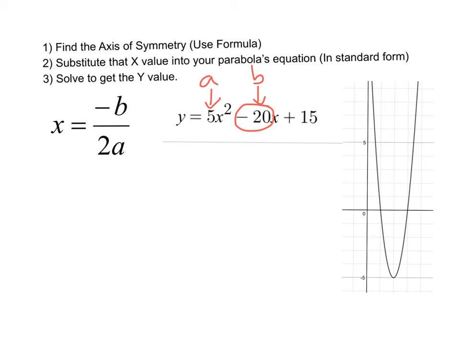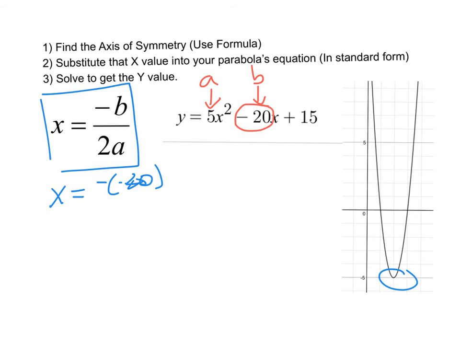Okay, so to find that maximum or minimum point. In this case, obviously, it's a minimum point, down here. To find that, we first find the axis of symmetry. So I got a set of steps here for you. And again, that's just that formula. I identified a and b there for you. Please remember the sign goes with it. That's extremely important. So in this case, our x-coordinate equals the opposite of b, so the opposite of negative 20, over 2 times a, in this case, a is 5.